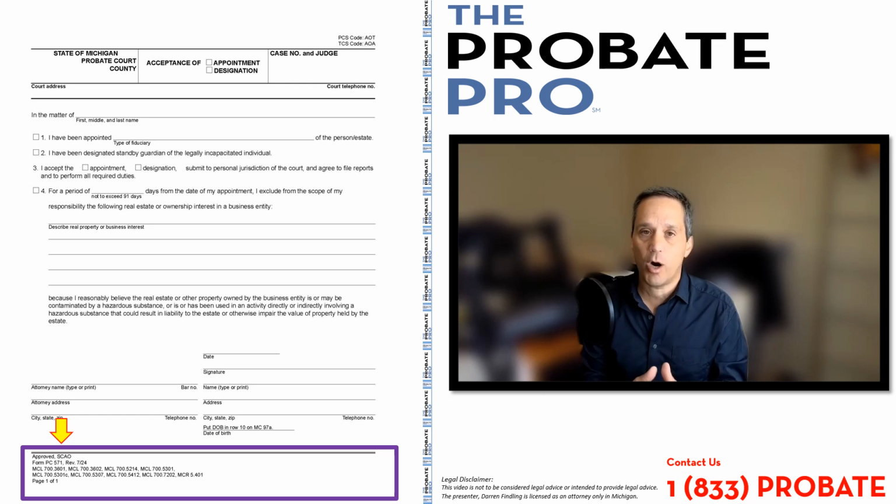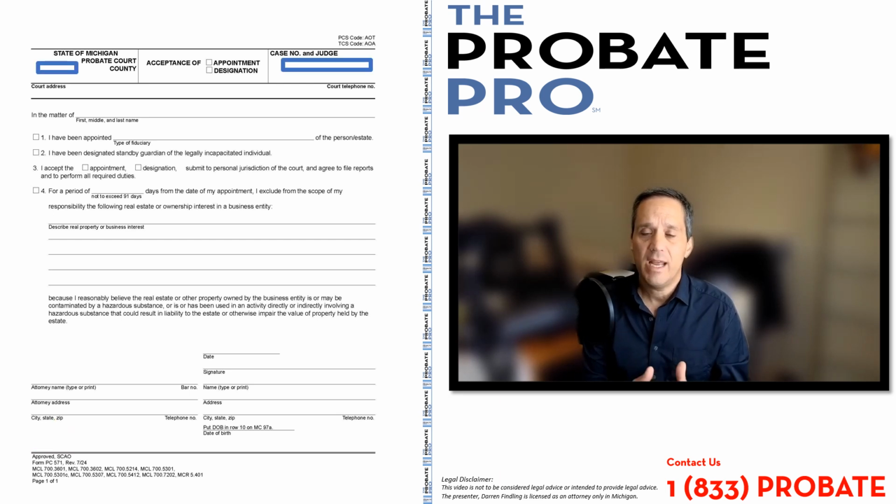So this form replaces the former acceptance of appointment that was universally used for various appointments of personal representative, conservator, guardian, and so on. This form now allows it to be used for standby guardians in a guardianship context. Let's work our way through the form.